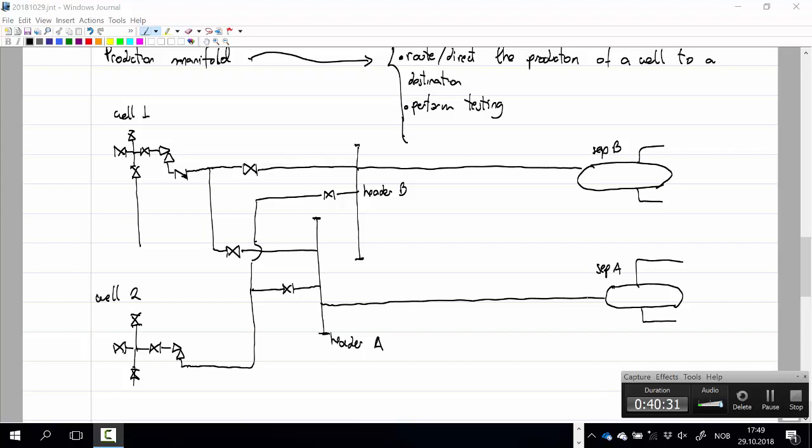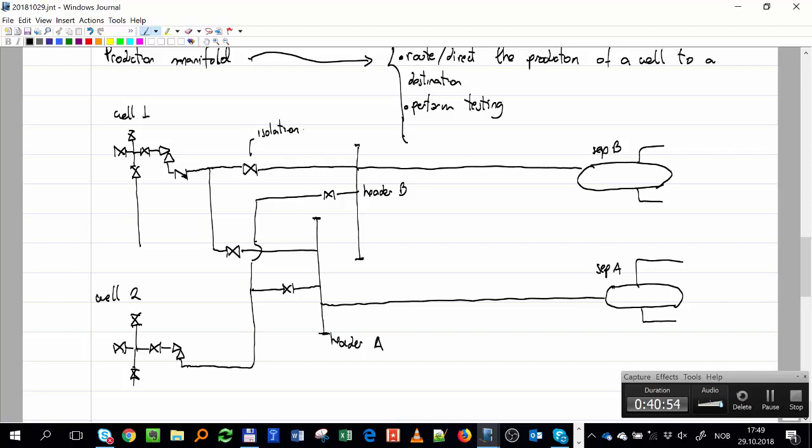So one question: what do we call it, the manifold or the header, from here all the way to here? That's what we call the production manifold. Everything is the production manifold. The header and the combination of valves, that's what we call the isolation valves. And sometimes the check valve is included in the well, sometimes not. And that will be my production manifold.